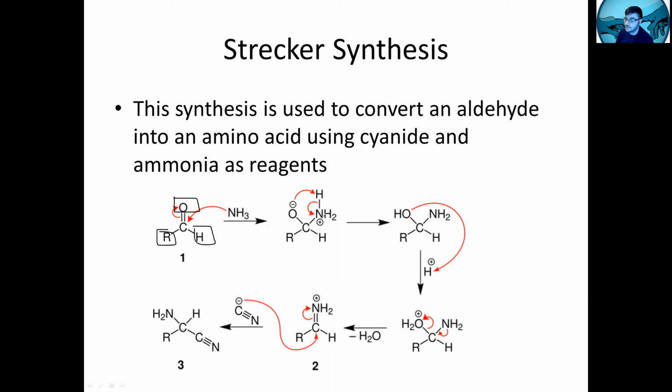You have the oxygen right here, nitrogen right here. Again, clean up into proton transfer. This is your final tetrahedral intermediate. The OH takes the hydrogen, becomes H2O, comes off. Remember, this looks very familiar. This is your imine. So you have your imine intermediate.